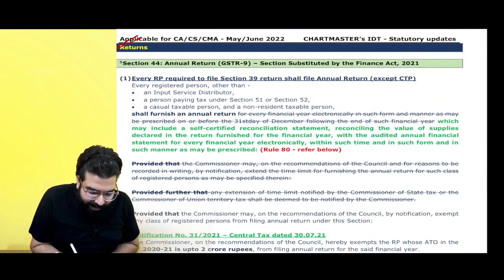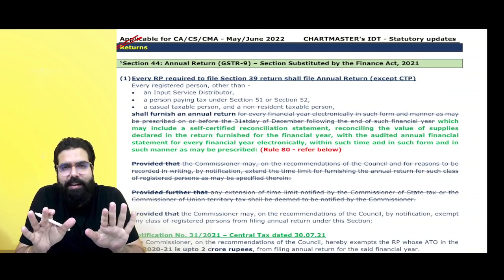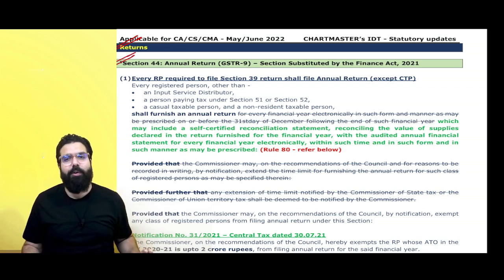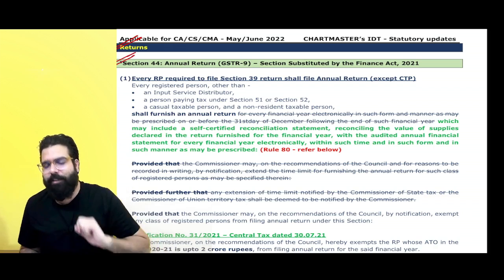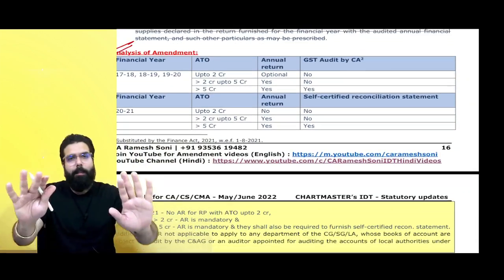When you come to the next chapter, it is the chapter of returns. Sir, in the returns chapter, what is the amendment? Listen to me very carefully. In the returns chapter, section number 44 has been substituted. Means they have made changes in section number 44. But I have given you the summary of what you have to remember for your exam.